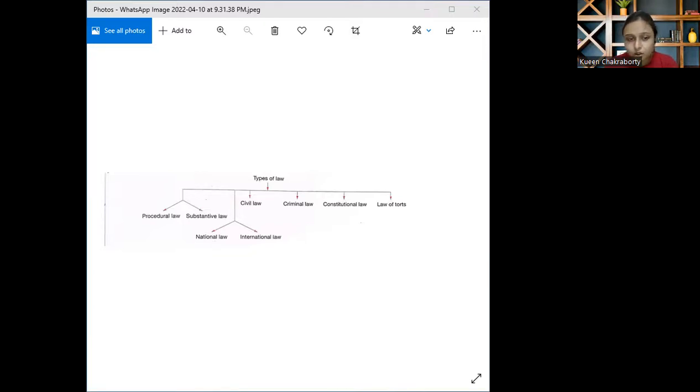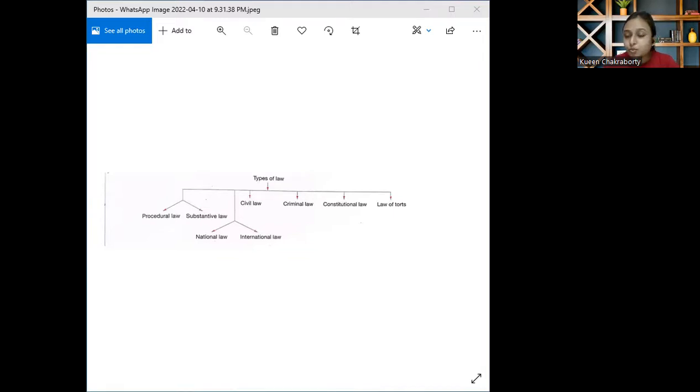Next, coming to civil law. Civil law is a set of laws dealing with civil issues or civil disputes between or amongst individuals. The parties in a civil case are plaintiff versus defendant. Next, I want to talk about criminal law. What's a criminal law? We are very accustomed to the words criminal law and civil law. Criminal law is a set of laws dealing with crimes against society at large. The parties in criminal cases are state versus accused.